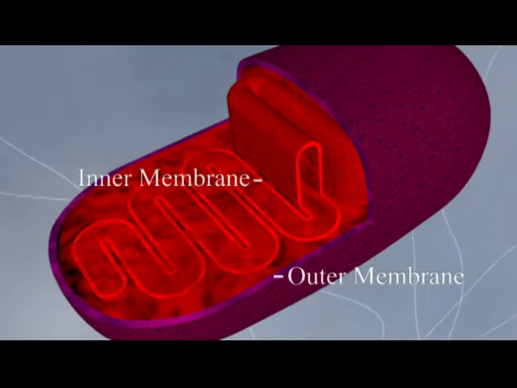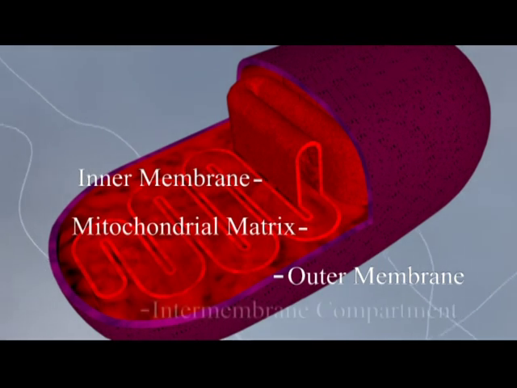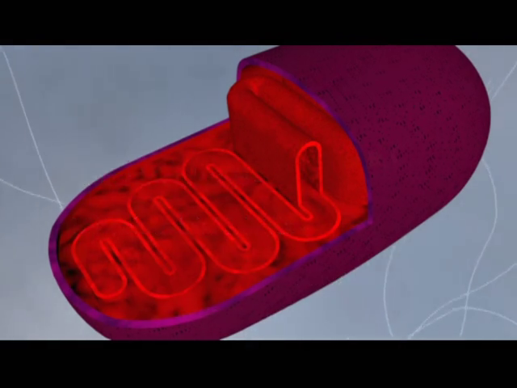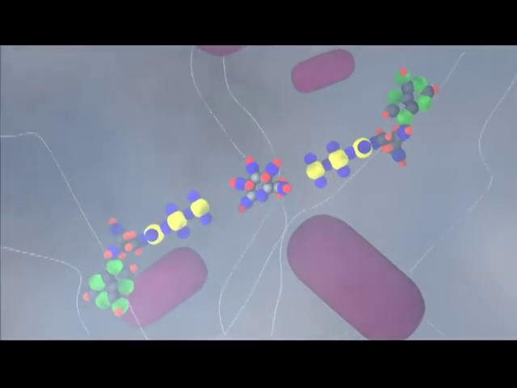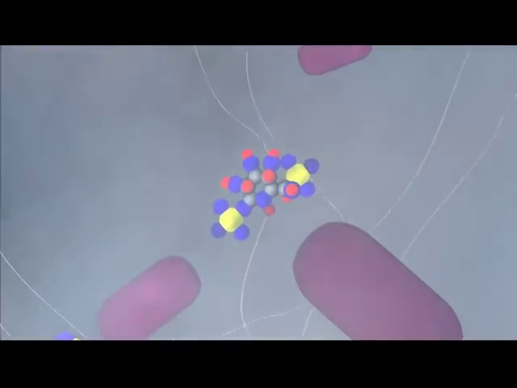Mitochondria have two membranes, producing two compartments: an inner compartment, enclosed by the inner membrane and containing the mitochondrial matrix, and an intermembrane compartment between the inner and outer membranes. The first step of cellular respiration is glycolysis, which we looked at earlier.